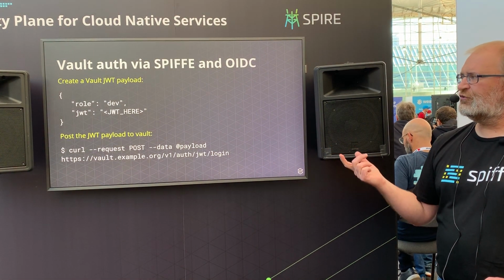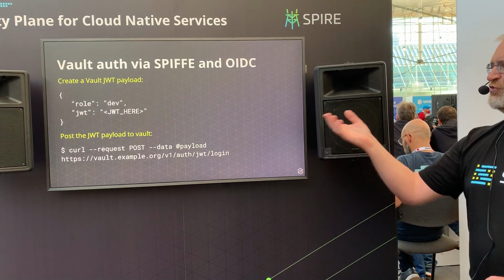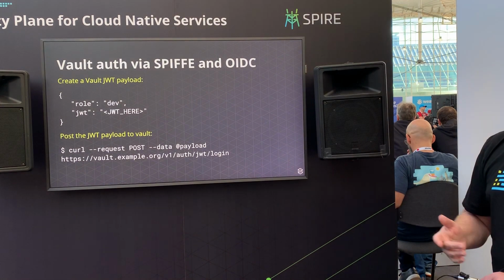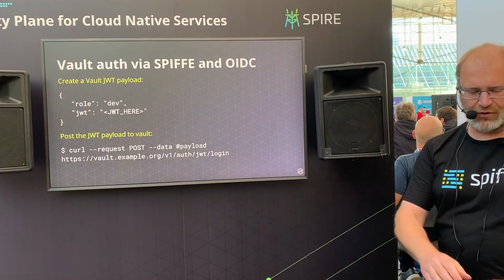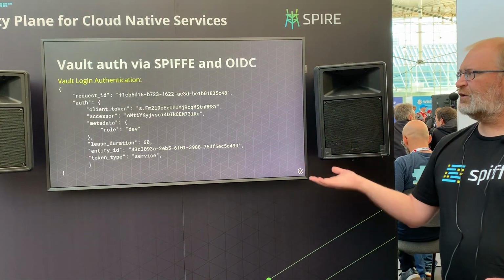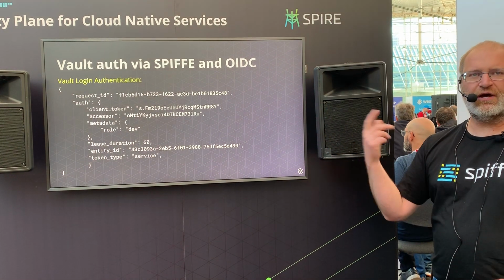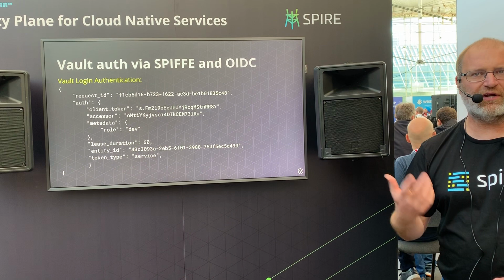Next, we create a Vault payload. We put the JWT in there, the role that we want, and then again, doing this from the command line, it's a simple curl. And what we get back is a Vault client token and accessor, which can now be used to communicate with Vault to get whatever credentials.